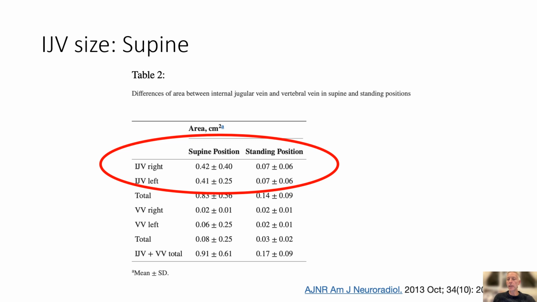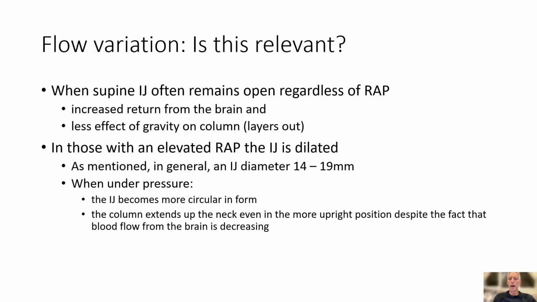However, considering that the potential diameter of the IJ is 14 to 19 millimeters, an IJ area of 0.42 centimeters squared is certainly not distended. In other words, the venous walls are not dilated or under pressure. I believe that recognizing the positional variability and flow through the internal jugular vein will help us make sense of the IJ images we will encounter clinically.